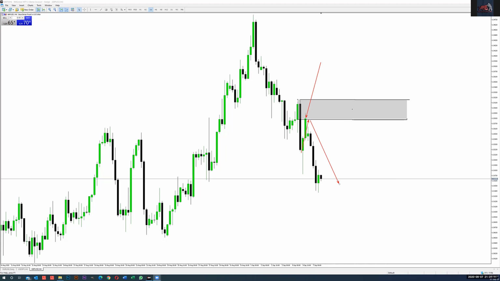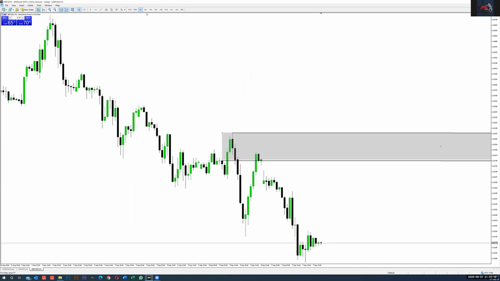You see, it came back to retest the what? The supply zone. Yeah. Okay. So now if you go to a lower time frame, you're going to see, you see here, we had our zone defined here. Now I'm on an hourly chart.